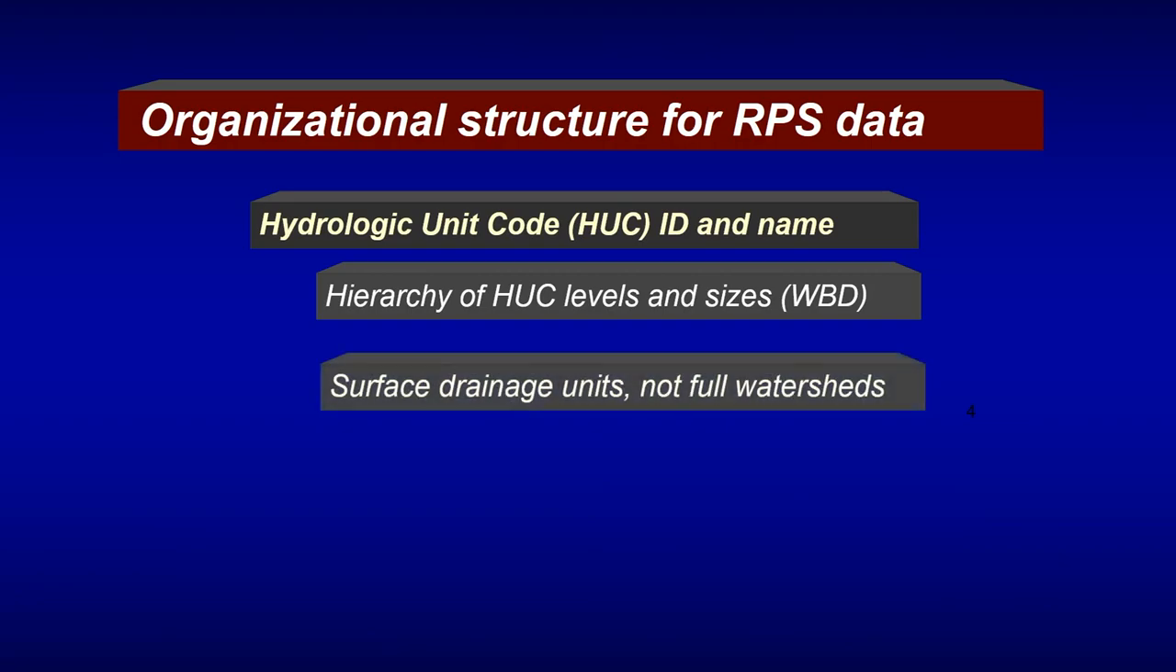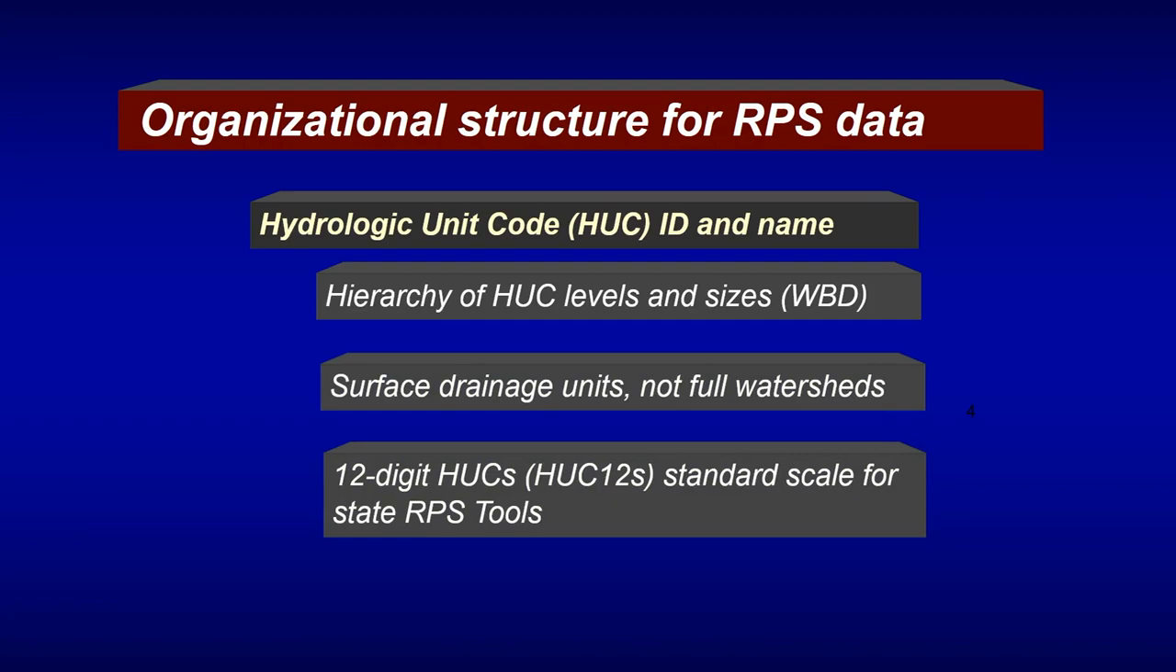For example, HUC 12s, which average about 36 square miles in area, are partial watersheds about 50% of the time. HUC 12s are the standard scale of state RPS tools, but special projects in some states have added the HUC 8s, HUC 10s, HUC 14s, catchments, and true watersheds as additional scale options.